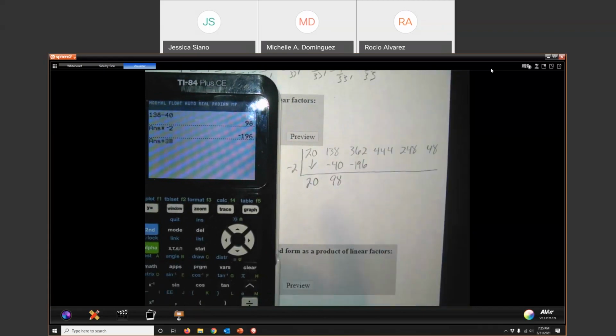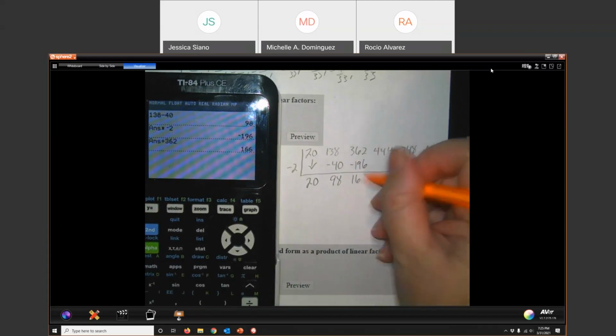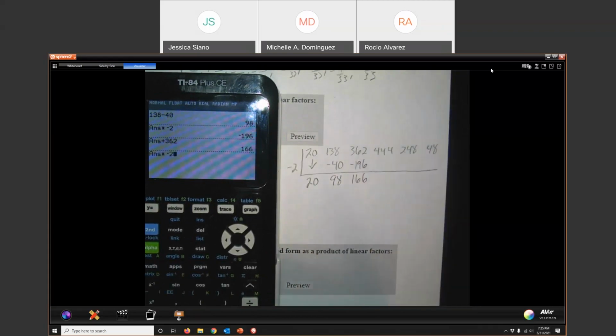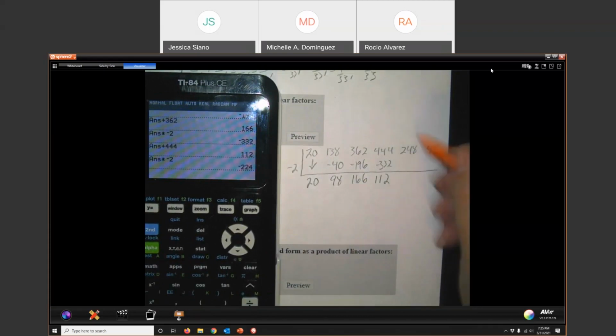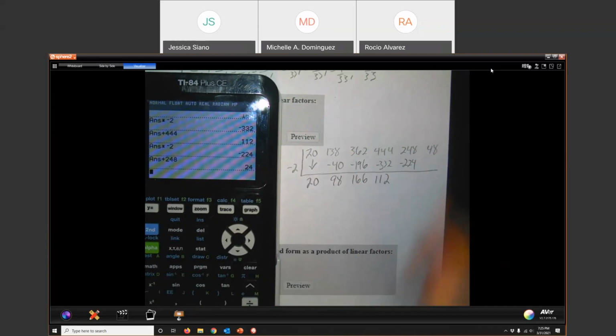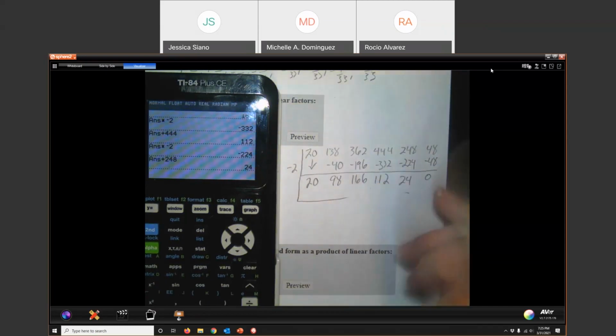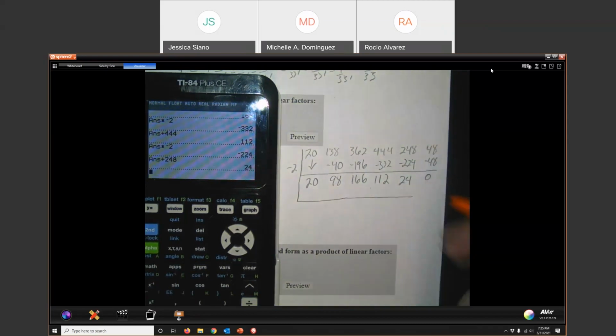plus 362 times -2 plus 444 times -2 plus 8 times -2. And then you'll know that you've done it right if you get a 0 at the end, because we know that this goes in evenly. We saw it on the table. So we should definitely have gotten a 0 there. Since that 2 had multiplicity 2, I'm going to do it out twice.